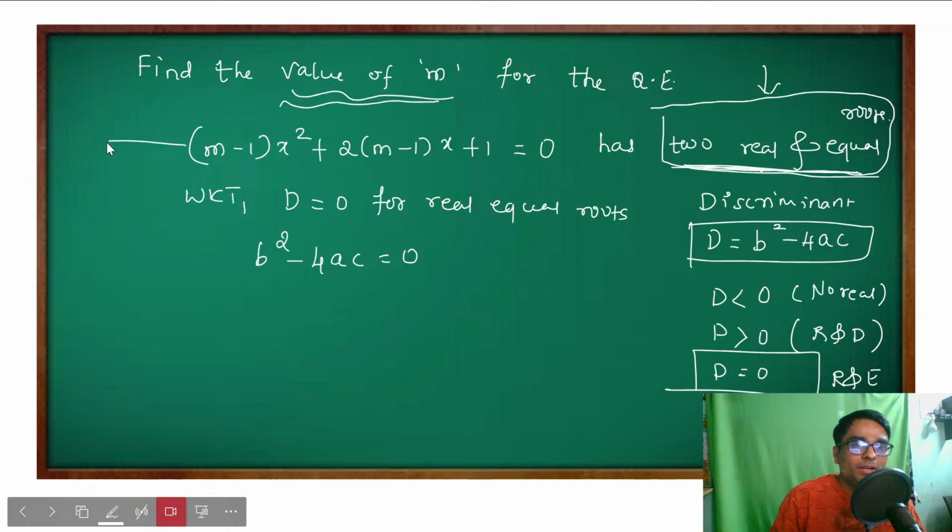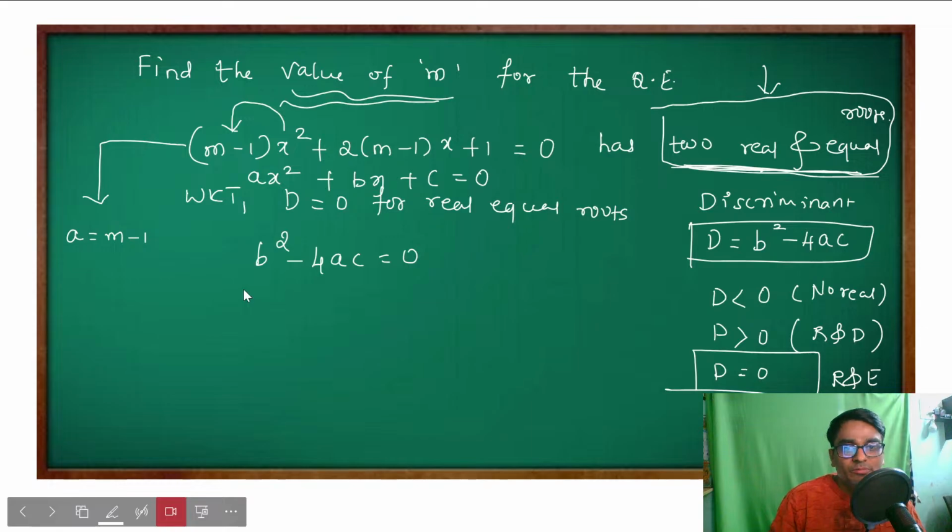From our quadratic equation, I am going to get a. a is m minus 1. What is a? a is the coefficient of x square. Compare it to standard form, ax square plus bx plus c equal to 0.